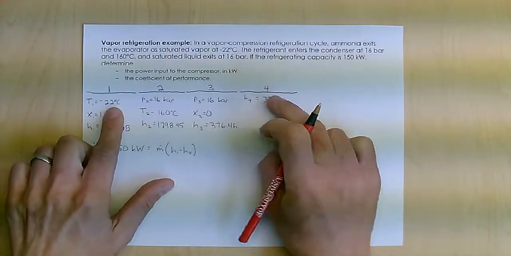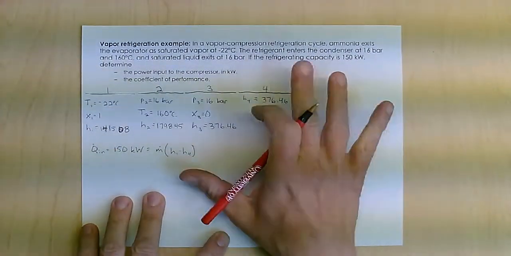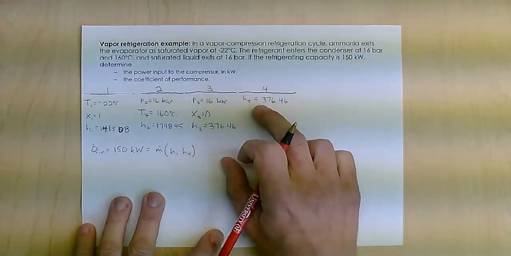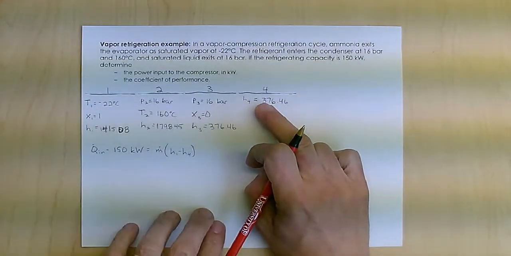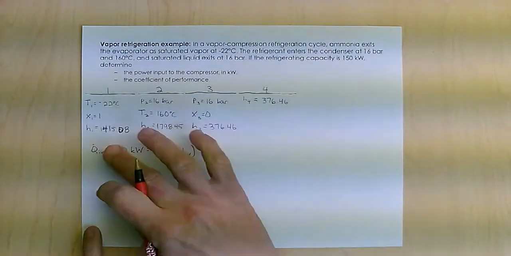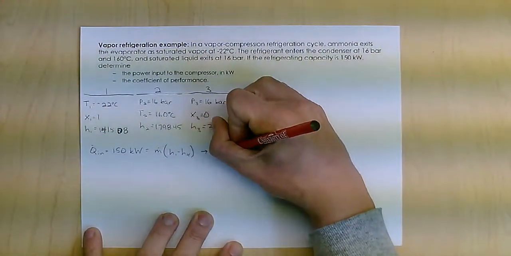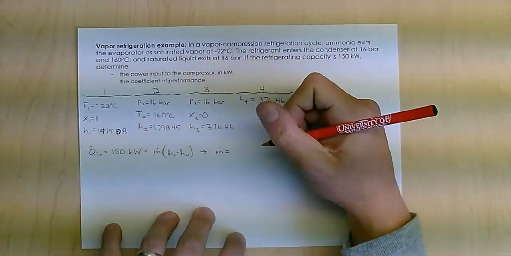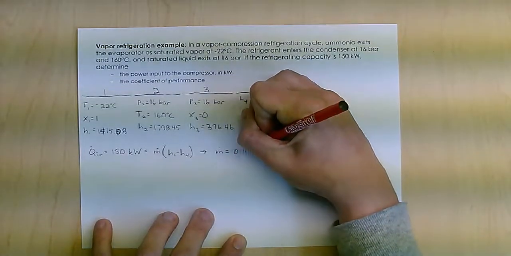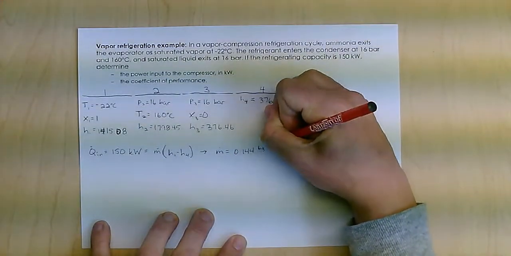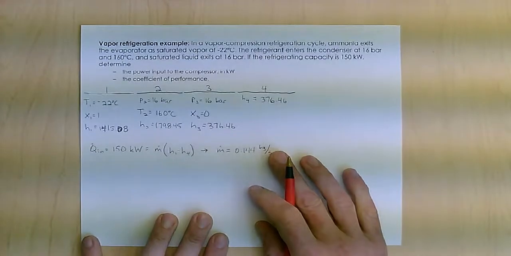And again, this is the performance of the refrigerator. This is what's going on, this is what's cooling that space. Anyway, knowing H1 and H4 and the refrigeration capacity, I can find the mass flow rate to be 0.144 kilograms per second.